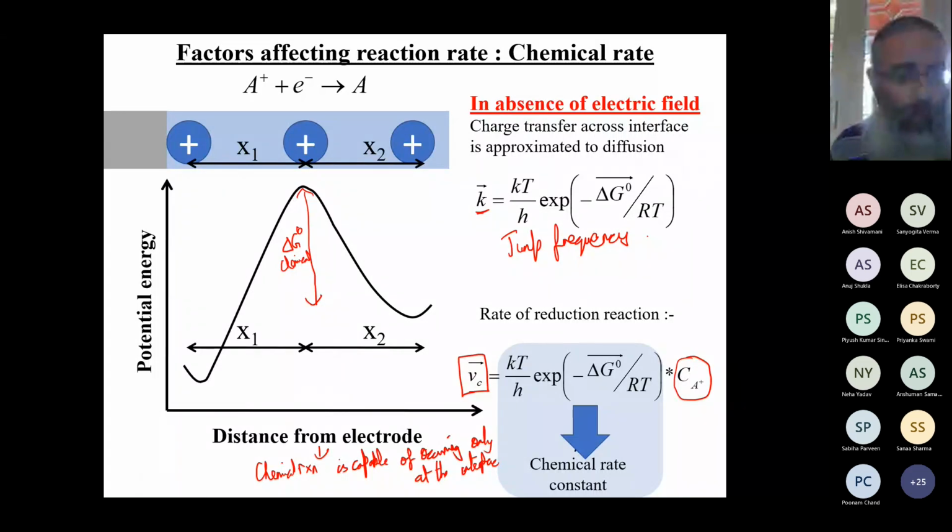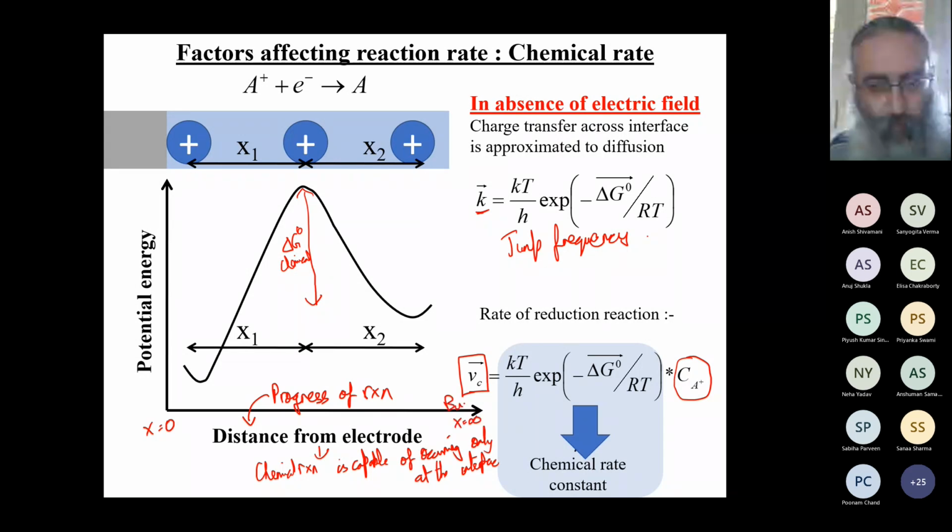So the only modification we have done to a conventional chemical potential energy surface or potential energy profile is that we have replaced the x-axis. Instead of writing it as a progress of the reaction, we are replacing the progress of the reaction with distance from the electrode. X is equal to 0 signifies the electrode itself, and x is equal to infinity signifies the bulk of the solution.